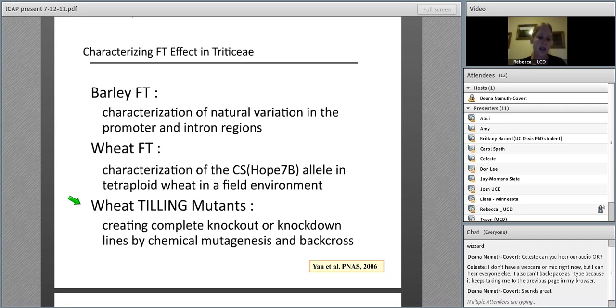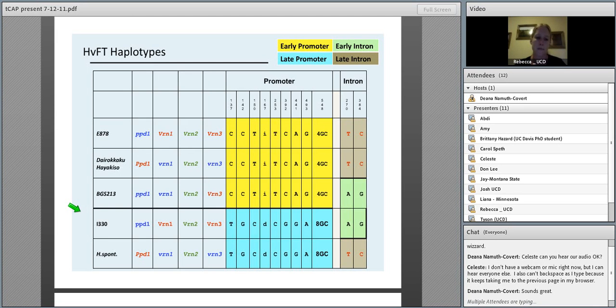And then finally, there's a reverse genetics approach called TILLING, which I'll describe a little bit later for those of you who haven't heard of it. Basically I'm trying to develop knockout or knockdown lines by chemical mutagenesis and then back crossing those to reduce the background mutation, and then crossing them together to create a complete knockout line.